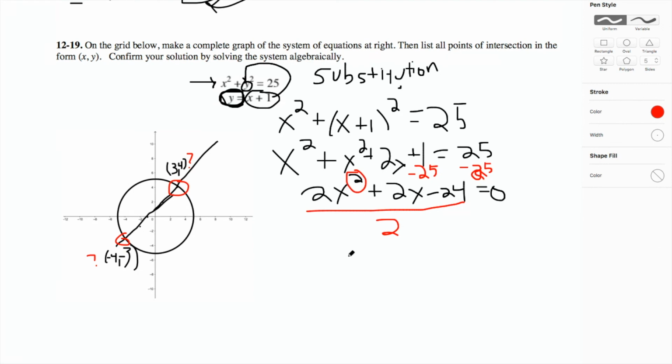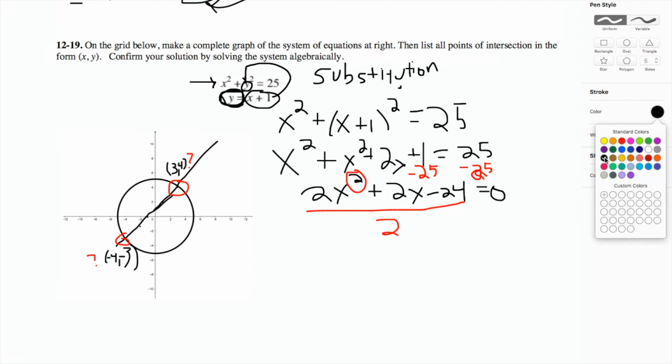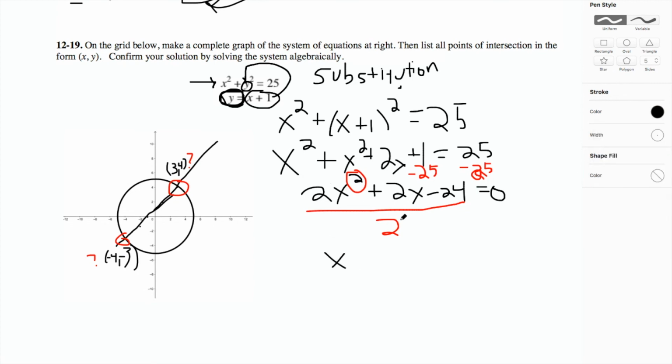2 goes into 2x squared 1x squared's time. So the 2 would cancel out the 2 here. The 2 would also cancel out the 2 here because 2 goes into 2x x times. So we'd have x squared plus x. And then 2 goes into negative 24 negative 12 times. And you might be thinking, hey, Mr. Fortin, you just divided the left side by 2.